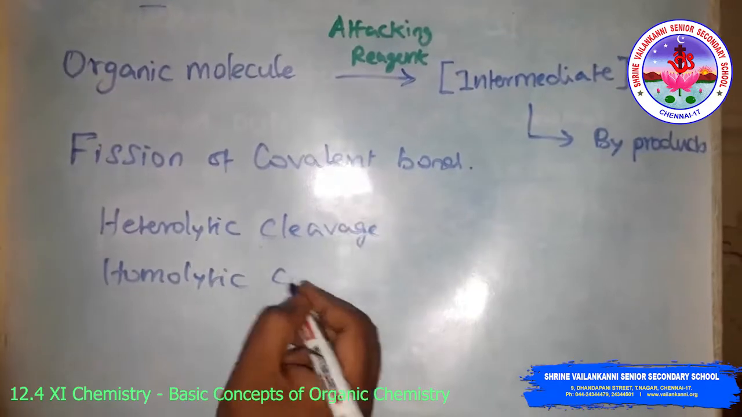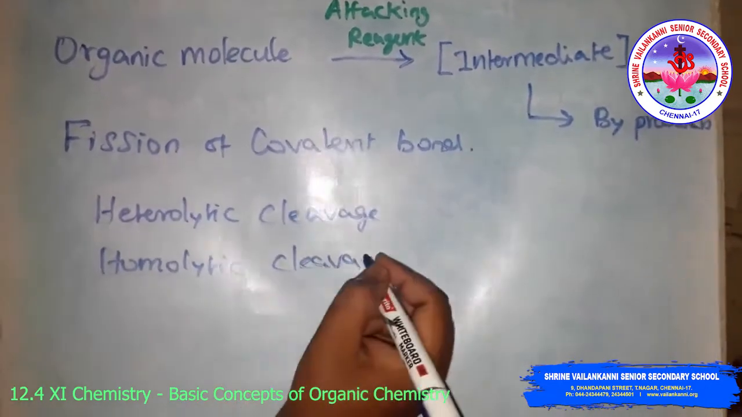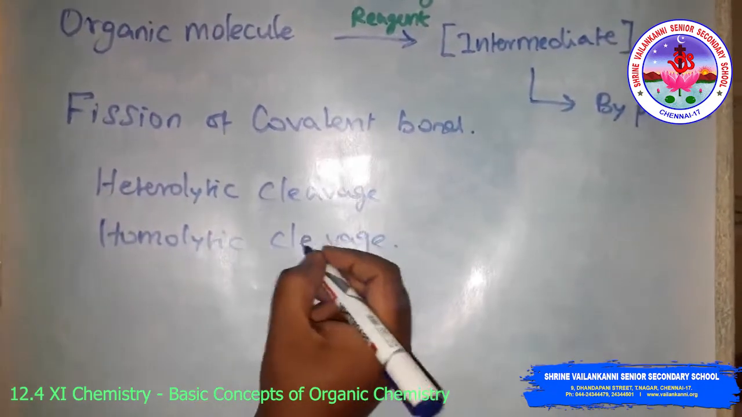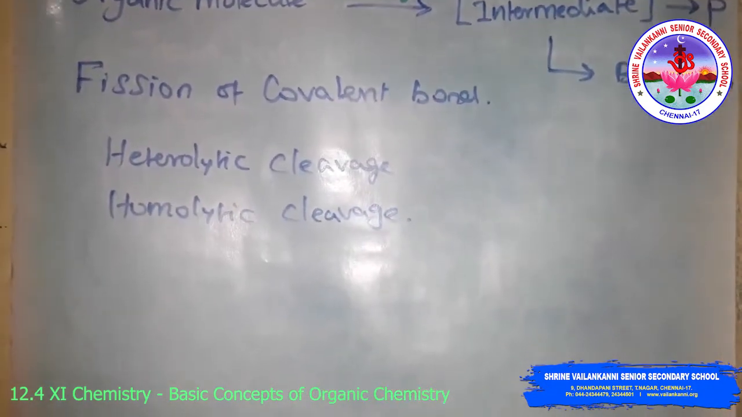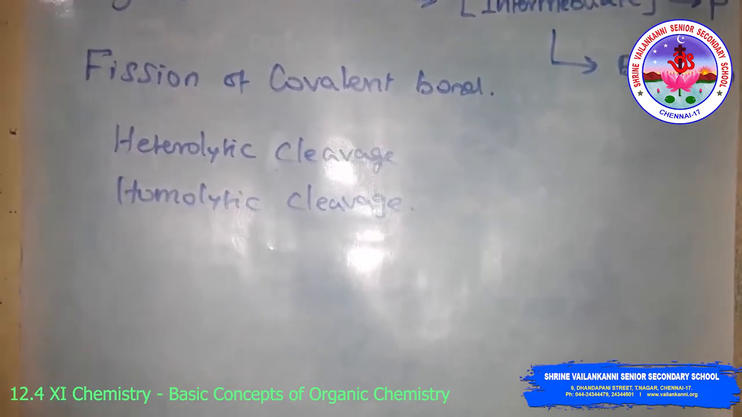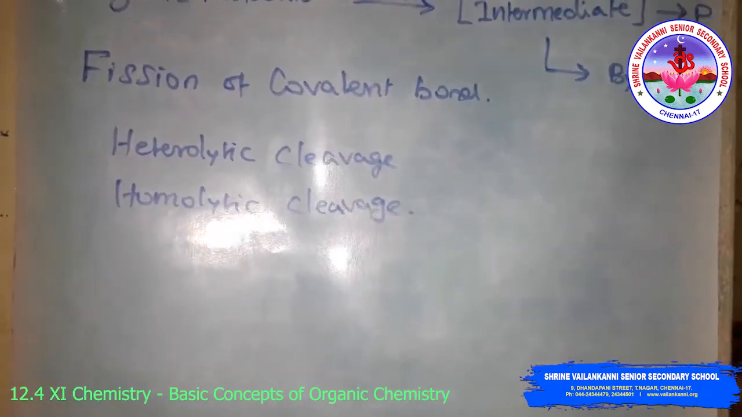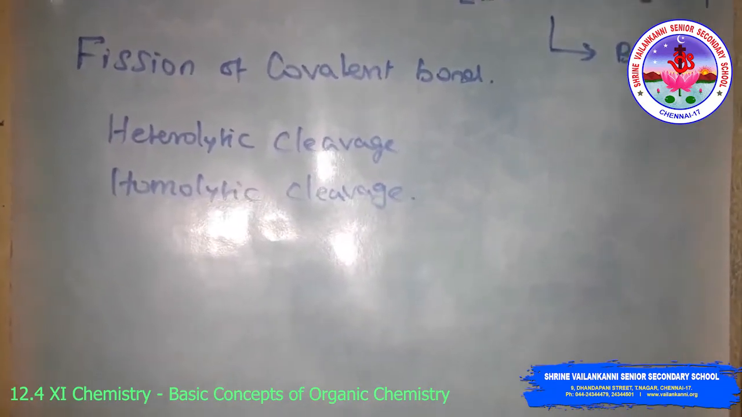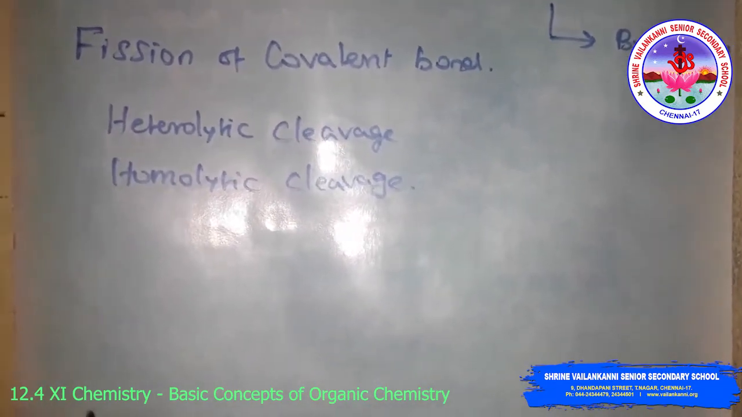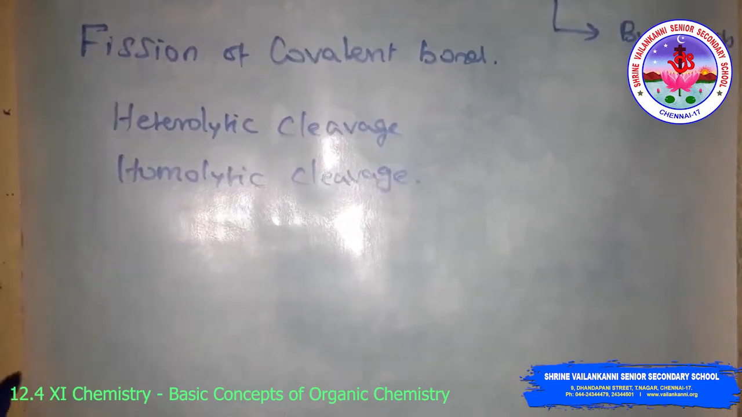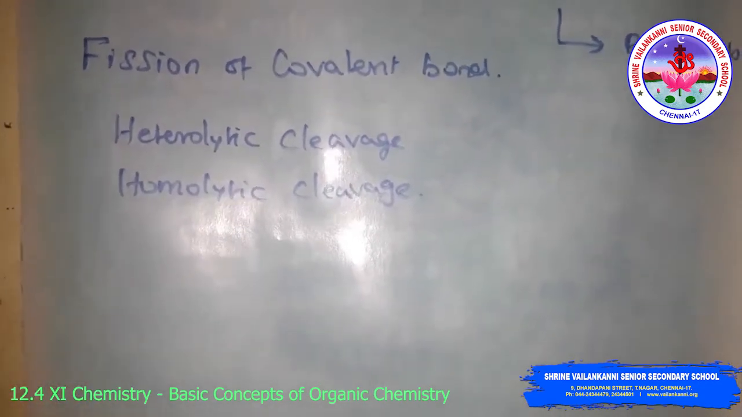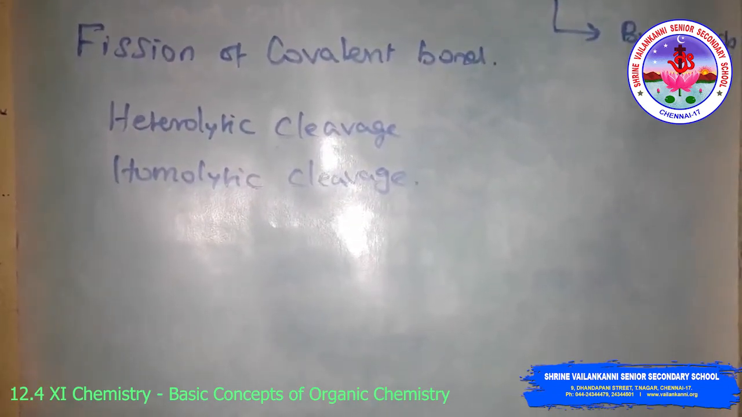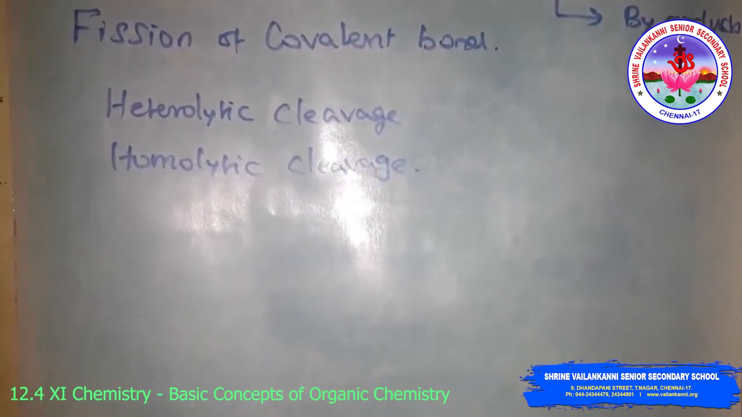See here, what is homolytic cleavage and what is heterolytic cleavage. First we will see heterolytic cleavage. The bond breaks in such a fashion that the shared pair of electrons remains with one of the fragments. That is, after heterolysis, one atom has a sextet electronic configuration and a positive charge, and the other has a valence octet with at least one lone pair and a negative charge.